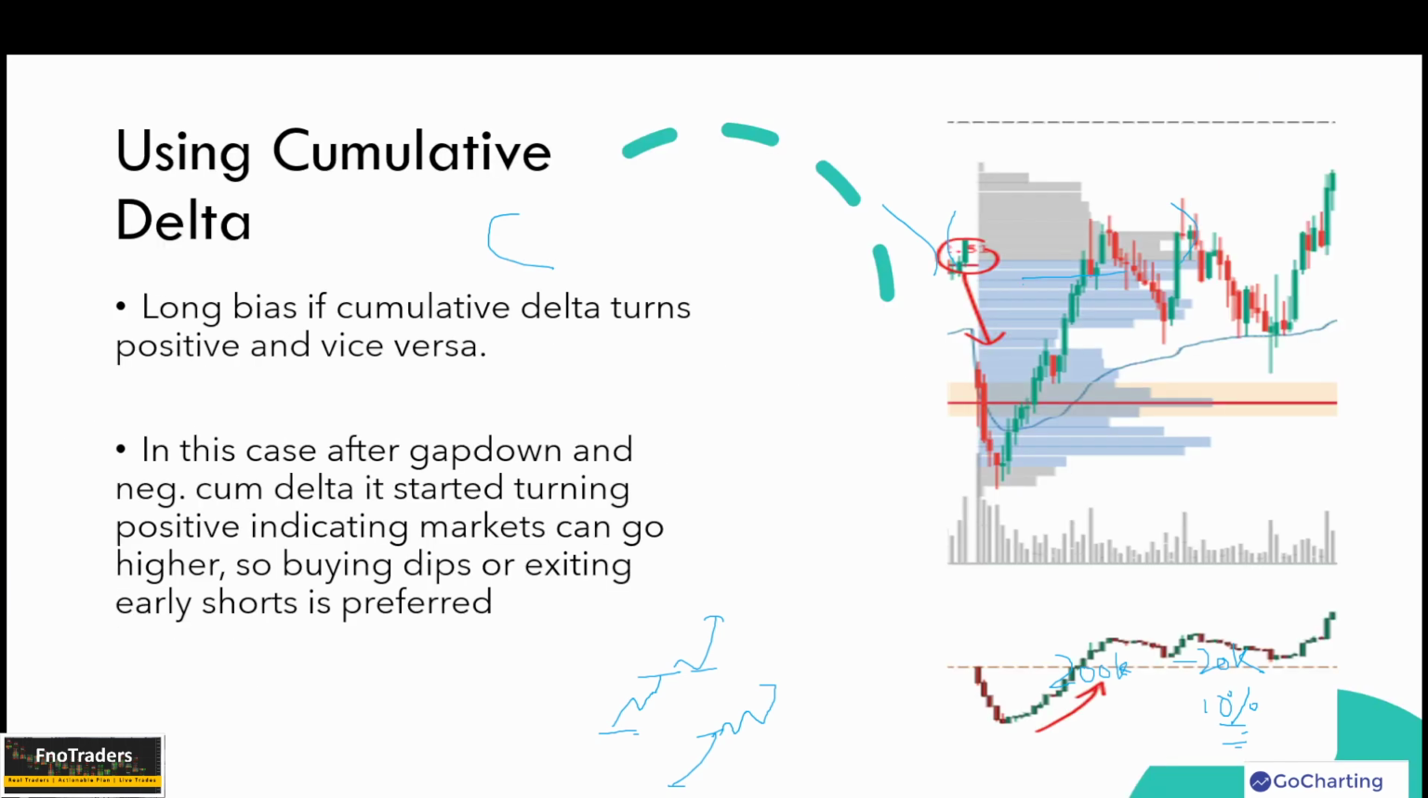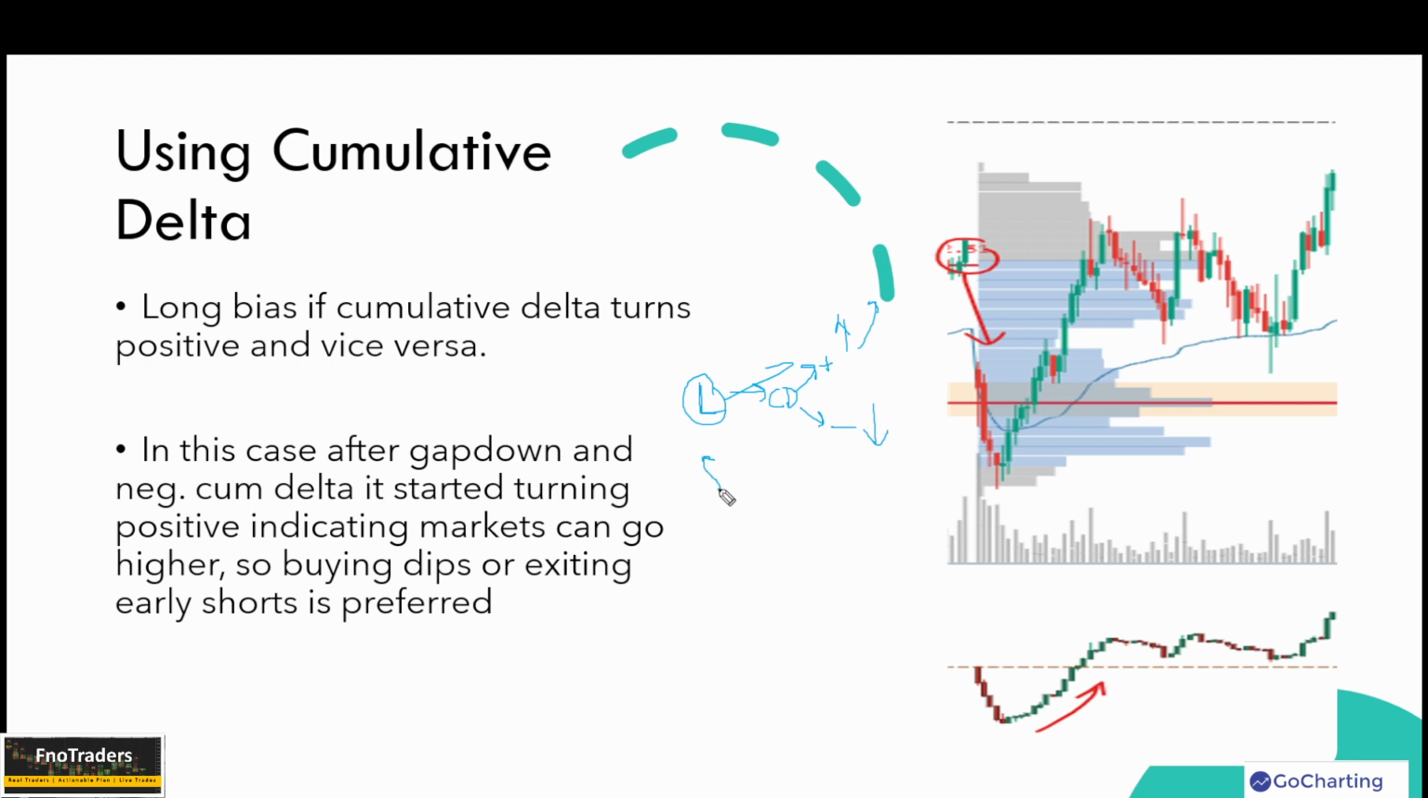Now cumulative delta, simple, I think the thumb rule is this. If your signal is long and your cumulative delta is positive, then it is good for the signal. If your cumulative delta is negative, then it is bad for the signal. So generally if cumulative delta is positive and the signal is long, I'll try to hold my trades longer. If the signal is long but cumulative delta is turning negative, I'll try to exit my trades earlier.